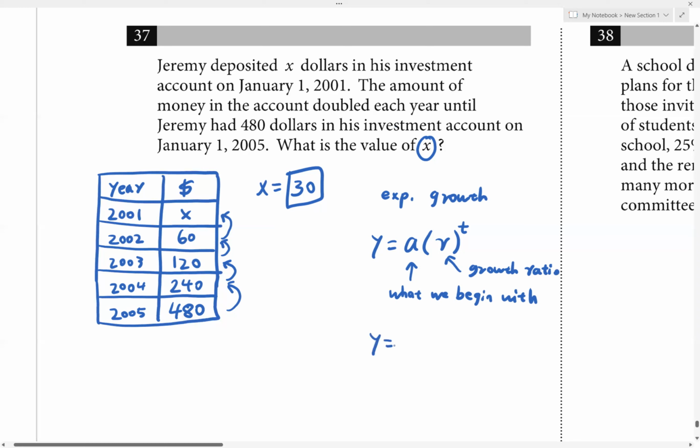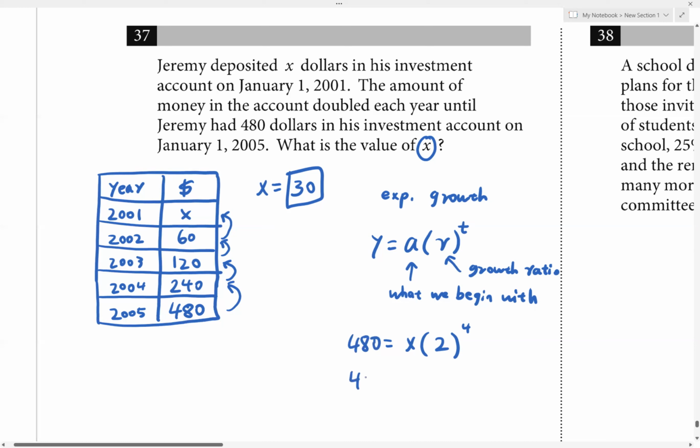So the equation will be y equal to a. We don't know what we begin with, that's what we're trying to solve, so in this case that's x. And then r, the ratio, is 2, and then t is how many years? We said it's 4 years, right? So we can solve from here. And we know the total amount that he had after 4 years is 480. Okay, so this will be our equation.